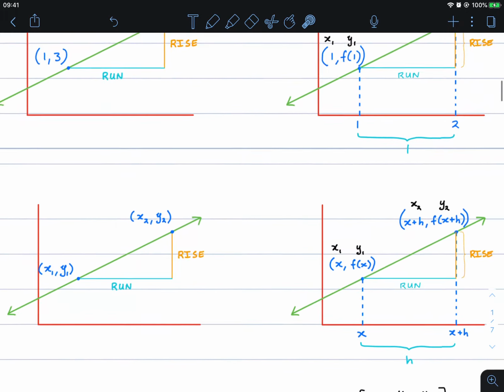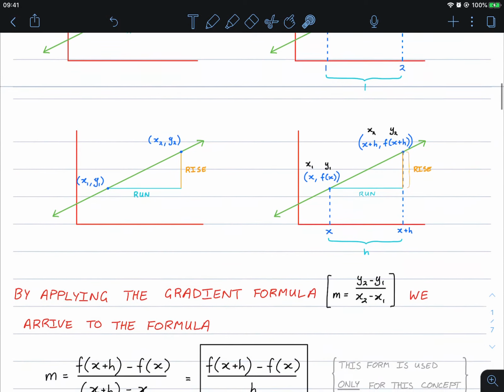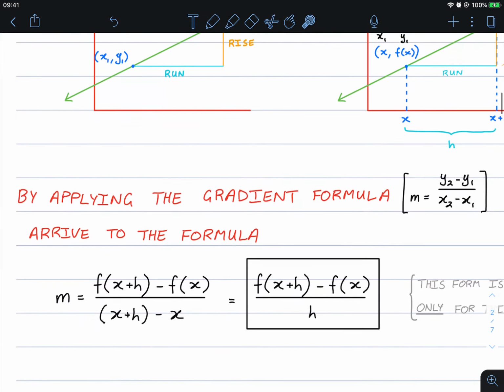In general terms, so instead of using actual numbers, we can just say it's x1, y1, x2, y2. Instead of x2, y2, let's think of it as x plus some distance h. So this x value is x plus h. The y value, y1, is just f of x. And the y value of y2 is f of x plus h. Okay, so now by reapplying the gradient formula, we arrive at this new formula.